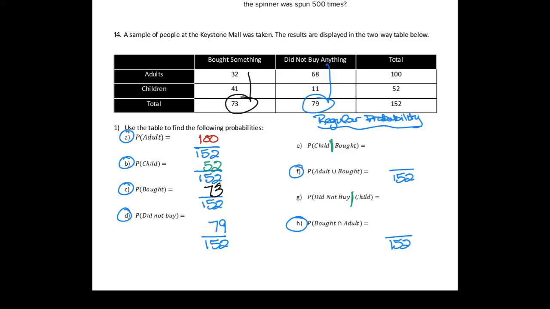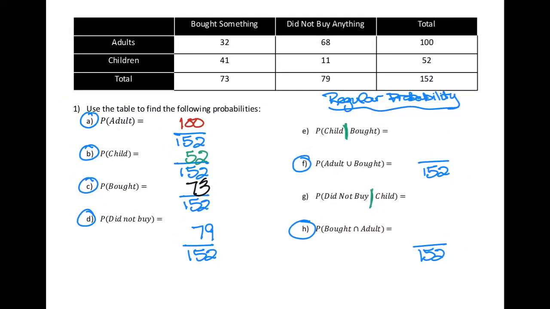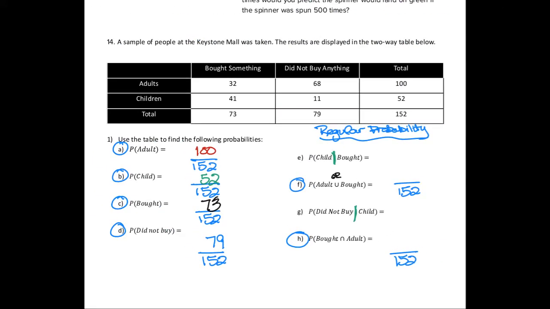All right, let's go to letter F, because that's still part of the regular probability. Letter F, the probability of an adult or that they bought something. Okay, so this is an or statement. Listen very carefully, because this is, I think, one of the hardest things to understand. When you say or, you can have this or this, and you can have it all.